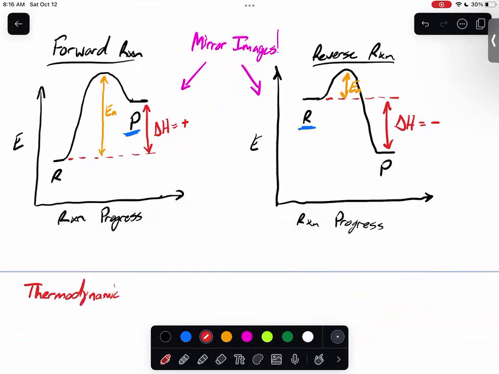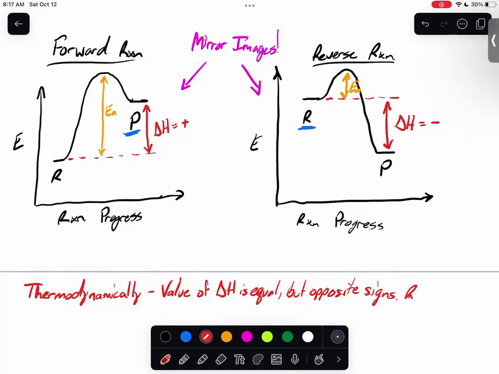the value of delta H is equal but opposite signs. So thermodynamically, one of these will be favorable, the other one will not, right? And the delta H that's negative is technically more favorable. So you would say that the reverse reaction is favorable.